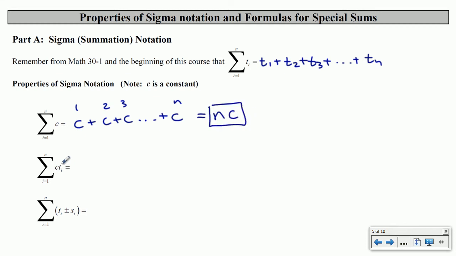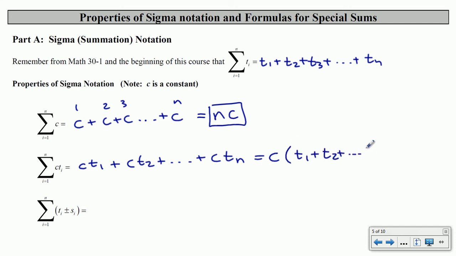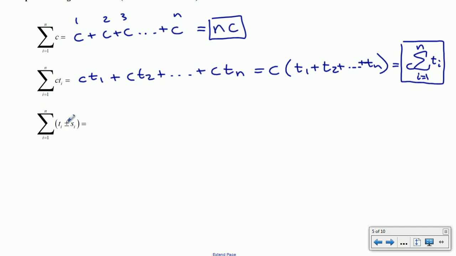Next, the sum of c t_i from i equals 1 to n. So the first term would be c t1, second term would be c t2, and so on, all the way up to c tn. Notice there is a c in each of these terms, so we can factor that out, giving us t1 plus t2 all the way up to tn, which we can write more simply as c times the sum of t_i from i equals 1 to n.